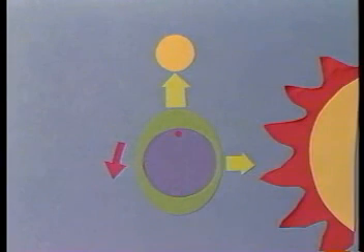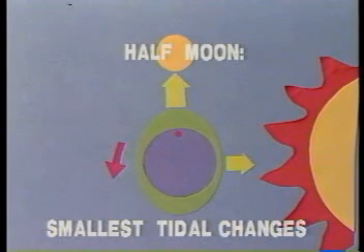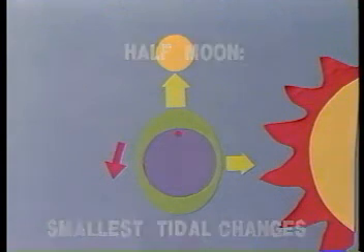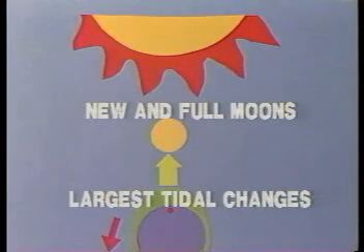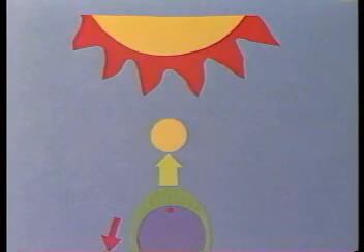When the moon and sun are at right angles to the earth, that is, during a half moon, gravitational pull is least and changes in tidal levels are smallest. When sun, moon, and earth are lined up as they are during the new moon and full moon, gravitational forces are greatest, producing large tides when water levels change drastically.